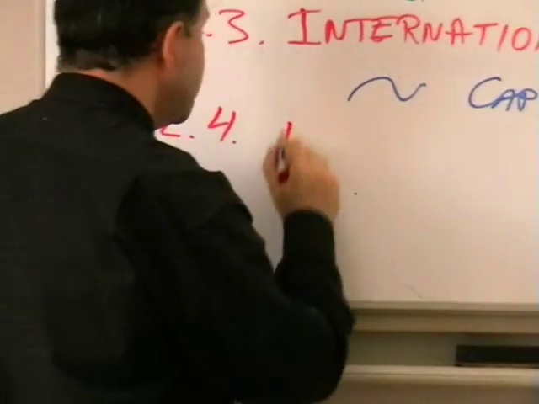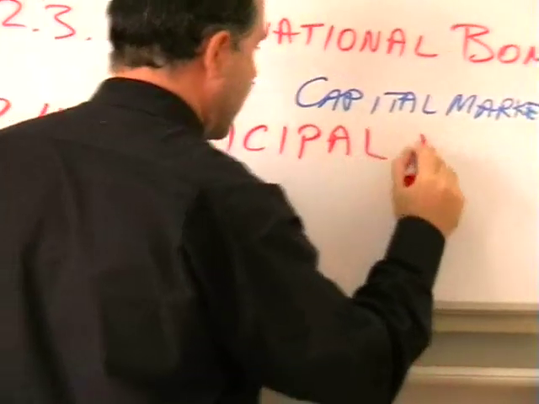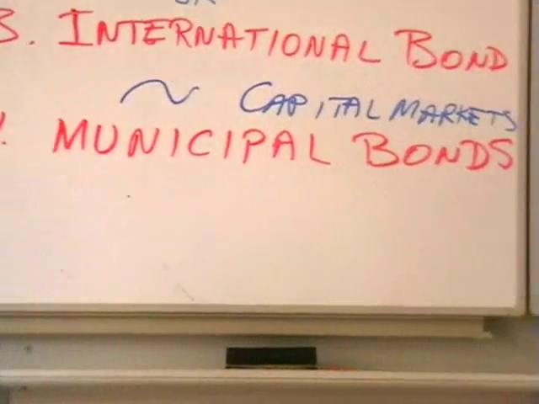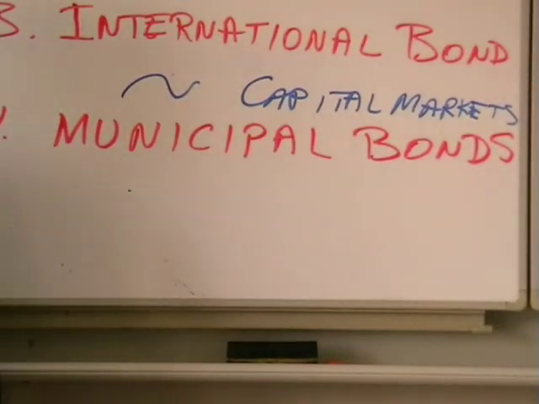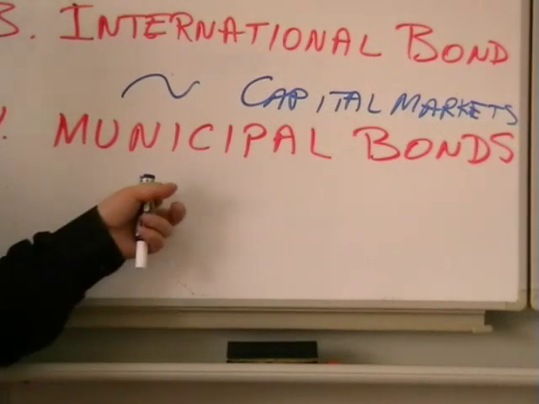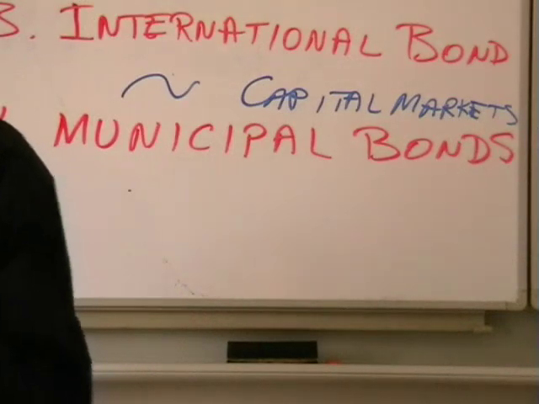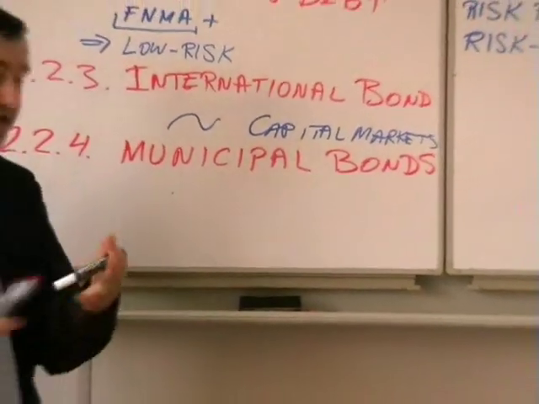municipal. From states? Well, usually, yes, a lot of times from states, but more often from a municipality. So this is what we call in English local government. So a local government issues bonds to finance itself.